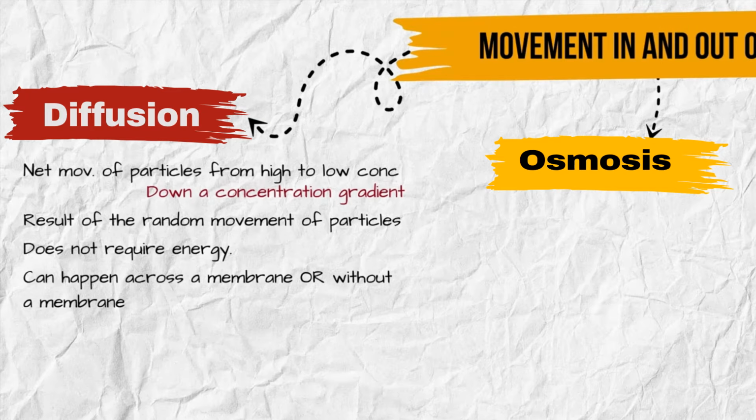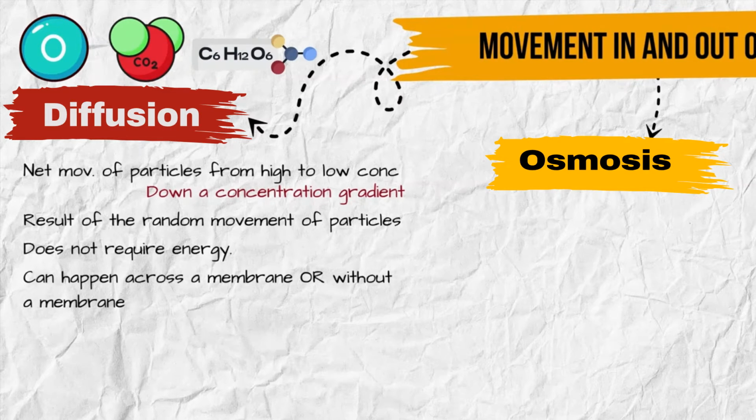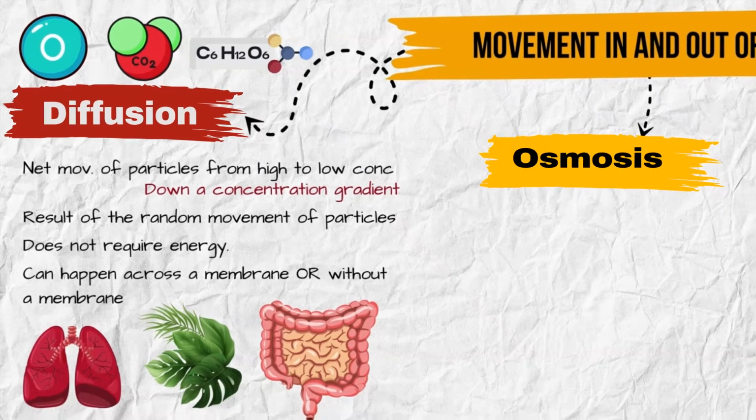Now, what particles are we talking about? Gases like oxygen and carbon dioxide, and small solutes like glucose. But never water. That's osmosis, not diffusion. Where does it happen? In the lungs, in the leaves, in the intestines, anywhere with a concentration gradient.